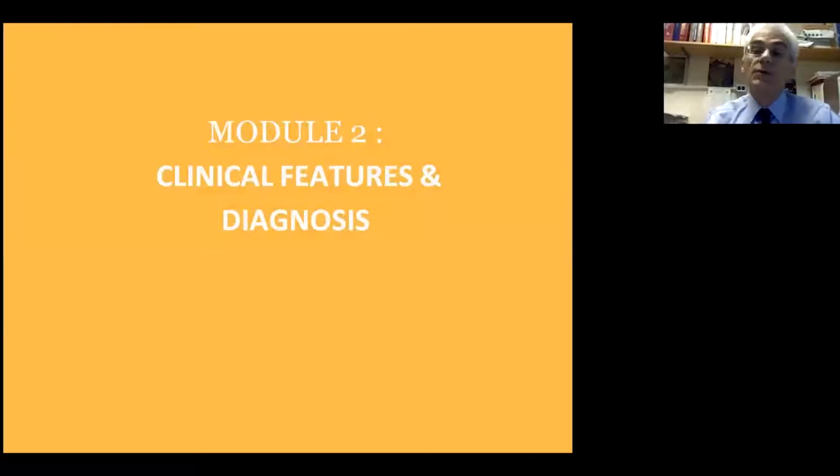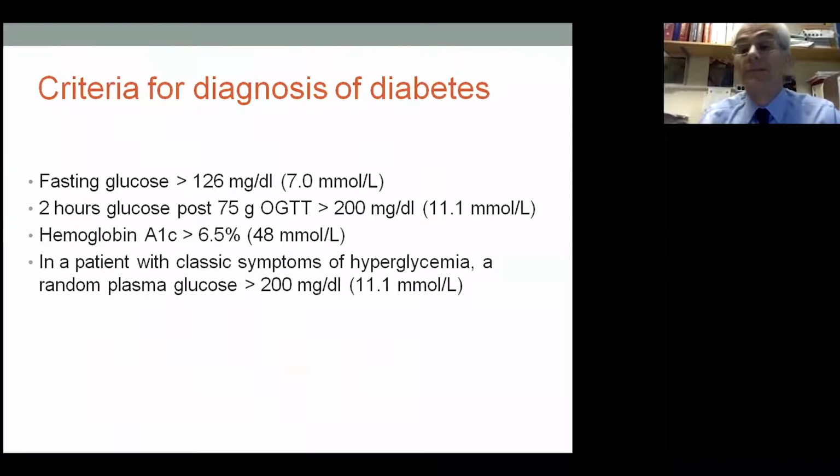Okay, so we now switch gears a little bit and talk about clinical features and diagnosis. Well, diagnosis is very simple. Diabetes is a high blood glucose level. These are the American Diabetes Association criteria for the diagnosis of diabetes.